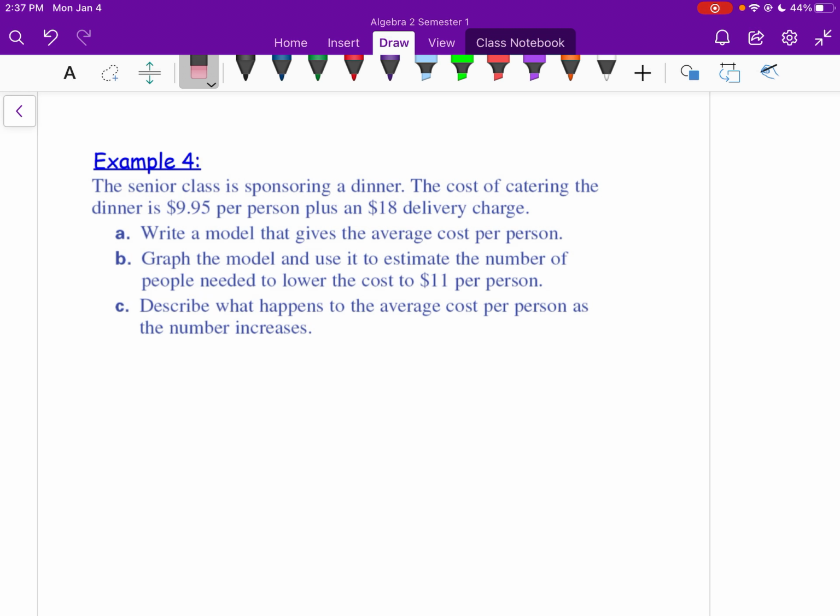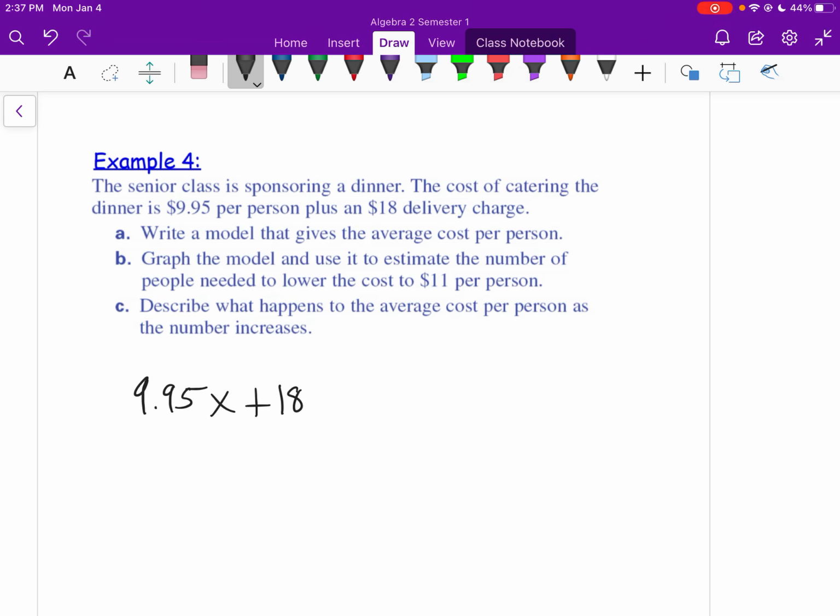Okay, so $9.95 per person. When we do that, you got to take $9.95 times however many people you have. So like if you have one person, it's going to cost $9.95. If you have two people, that's going to cost $19.90. Okay, but then we also have that delivery charge of $18. That is a constant. It is not changing.